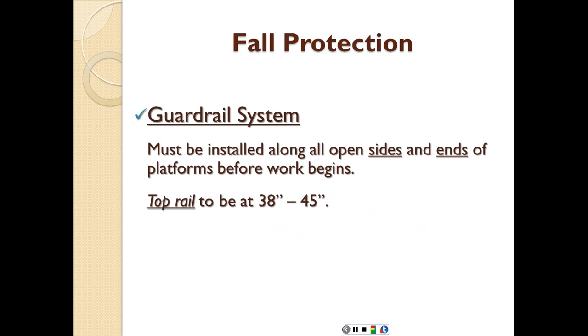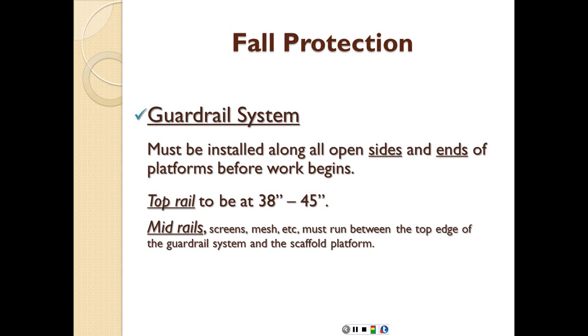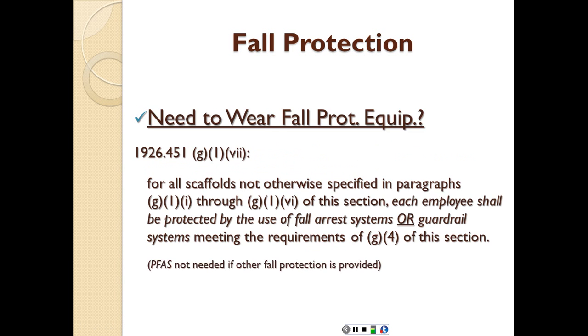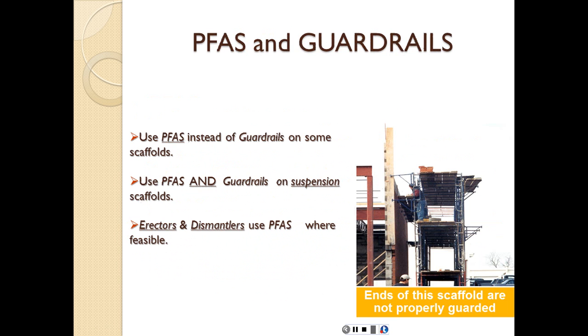The guardrail, as we have learned about it before, is going to be 42 inches plus or minus 3. Here it says it can be as low as 4 inches below the 42 inches. Must be installed along all open sides and ends of the platforms before work begins. For the slide that we have seen a couple of slides ago, this one basically, it has not been provided on the ends of that platform, therefore it's not properly guarded.